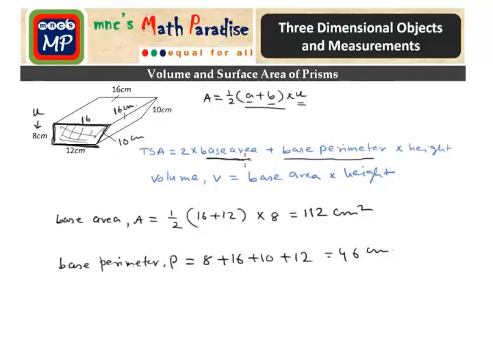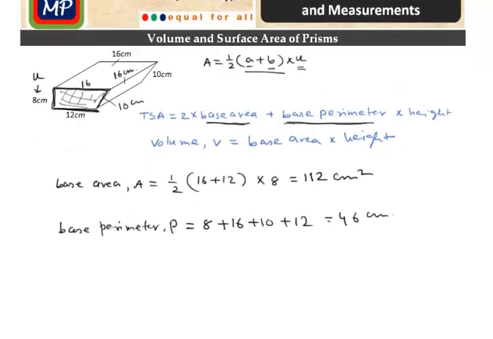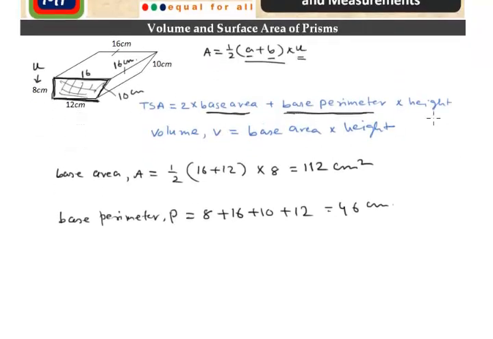So now we have base area and base perimeter. We can find the total surface area. Now we need the height also, height of the prism. So this is the base. There is another similar face hidden at the back. So the distance between these two trapezium faces is the height of the trapezoidal prism, which is 16 centimeter. So here the height of this prism is this 16 centimeter. So this is the height of the prism.